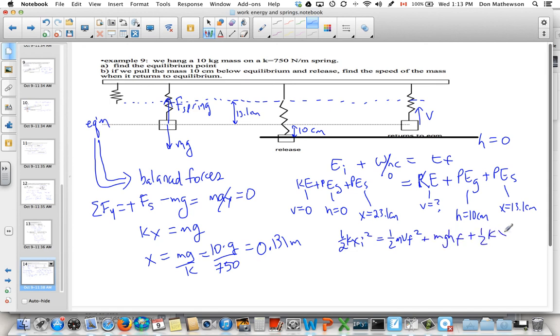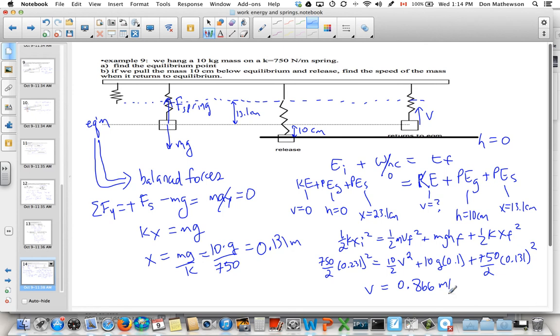and substitute in and reduce this to a calculation. So k is 750. The initial x is 0.231 in meter units. The mass of the object is 10. I'll just call the unknown v. So this is 10 g. The final height is 0.1. K is 750, and this is 0.131 meters squared. So that's reduced to a calculation. If you do the calculation, you should get 0.866 meters per second is the speed when it returns back to equilibrium.